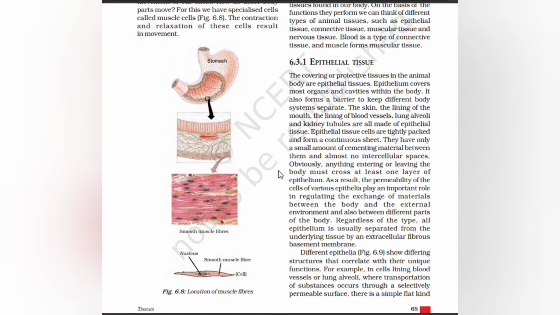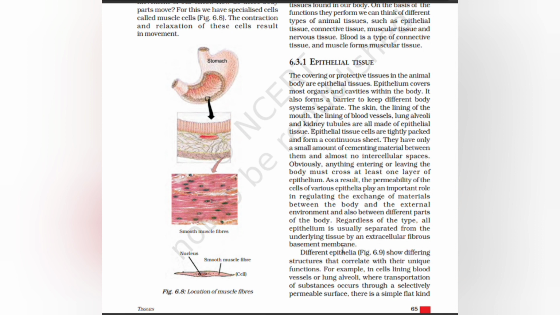Obviously, anything entering or leaving the body must cross at least one layer of epithelium. As a result, the permeability of the cells of various epithelia plays an important role in regulating the exchange of materials between the body and the external environment and also between the different parts of the body. Regardless of the type, all epithelium is usually separated from the underlying tissue by an extracellular fibrous basement membrane.